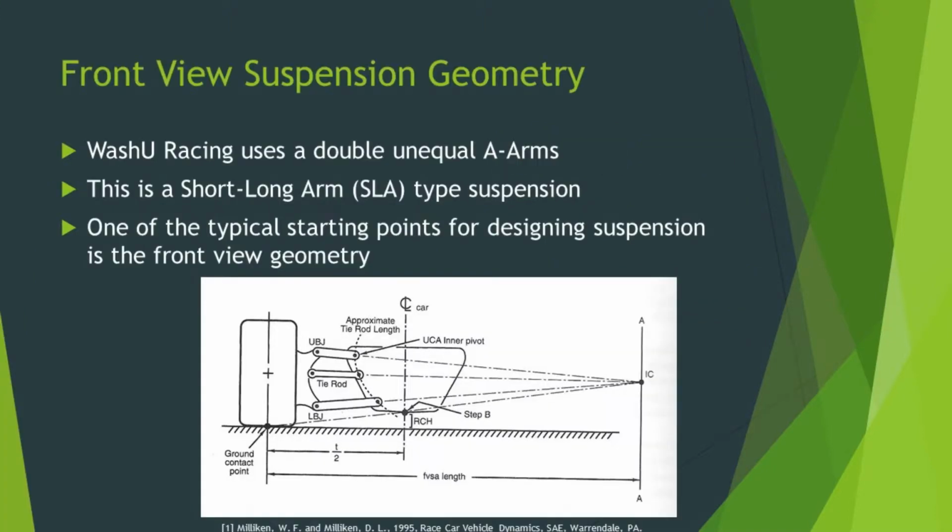So the question then is, why look at front view suspension geometry? The WashU racing team, which does the Formula FSAE competition here, uses a short long arm type suspension geometry, and one of the typical starting points is looking at the front view geometry when designing the front suspension.